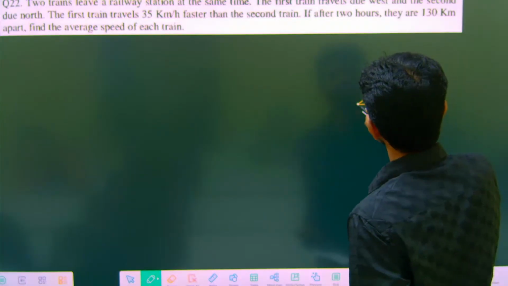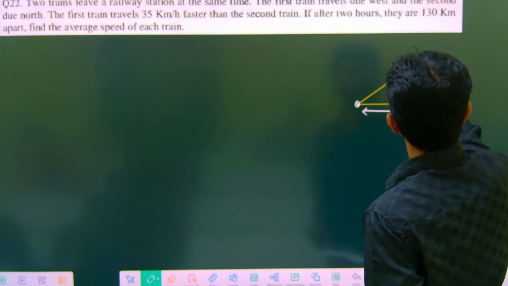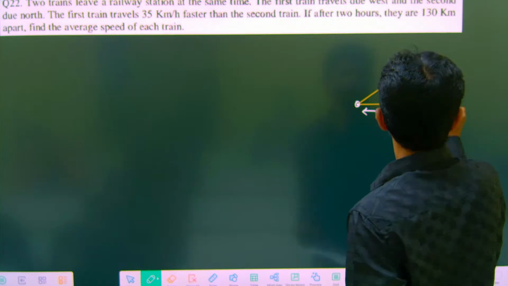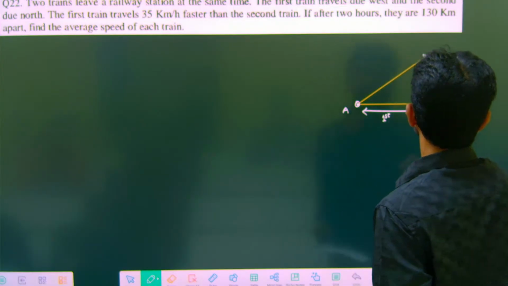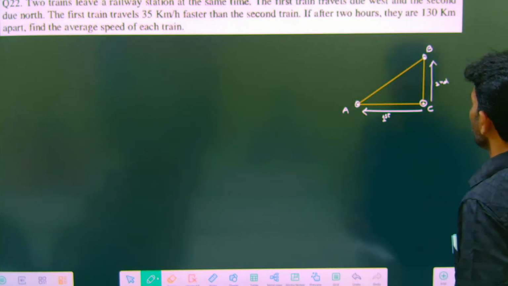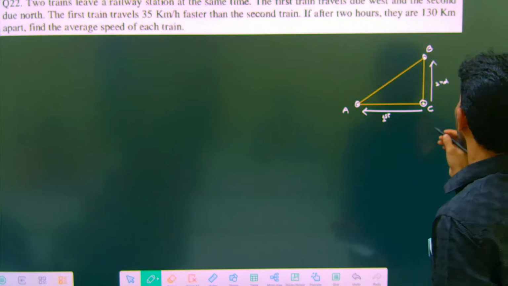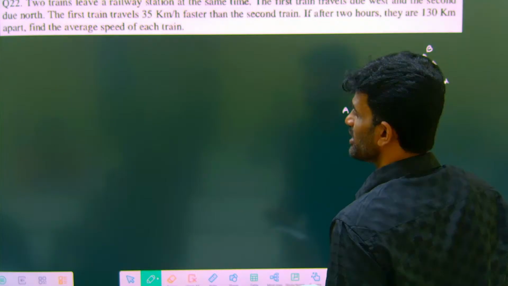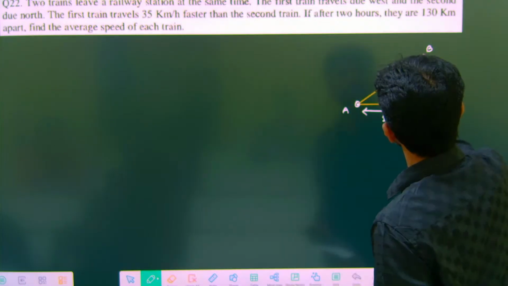After 2 hours, let us take the first train is here, and the second train is here. So let us take the first train is at A after 2 hours, the second train is at B, and they both started traveling from C. This is the station. From the station, one is going in this direction and the other is going north. They both are moving perpendicular to each other. So after 2 hours, the distance between them will be the hypotenuse. And it is given that after 2 hours they are 130 kilometers apart. That means the distance between the two is 130 kilometers.